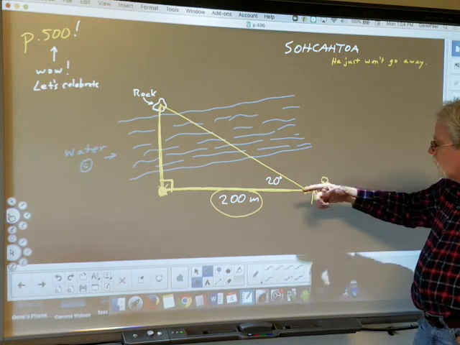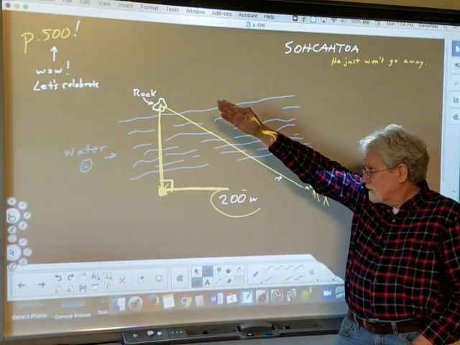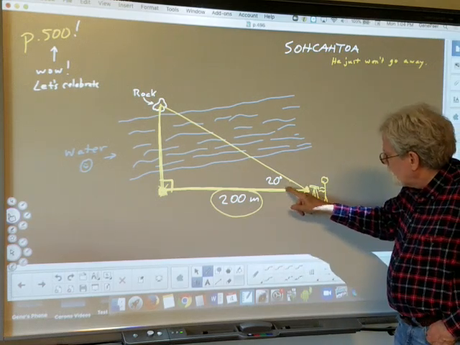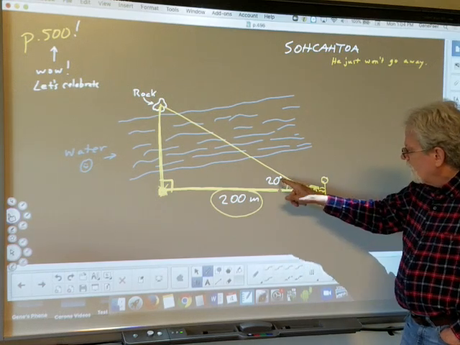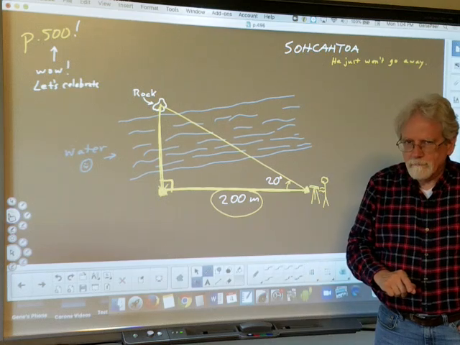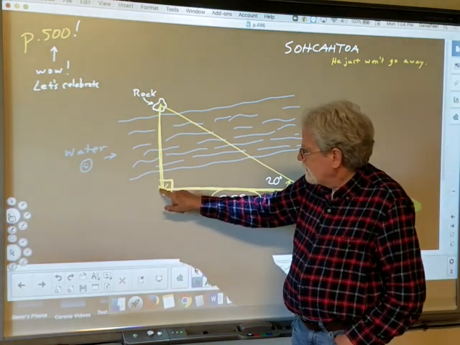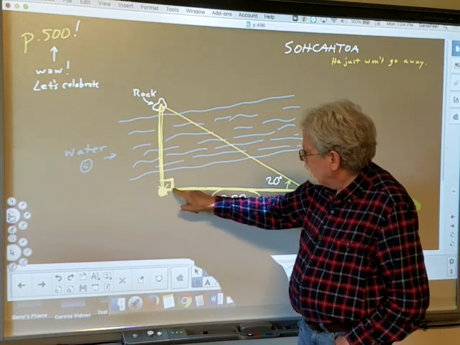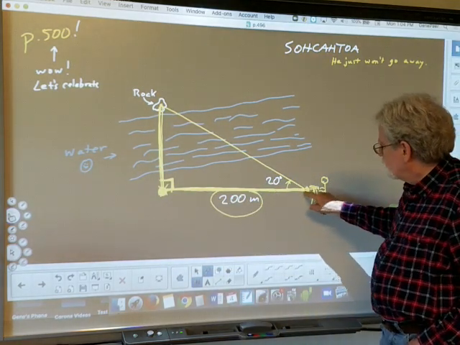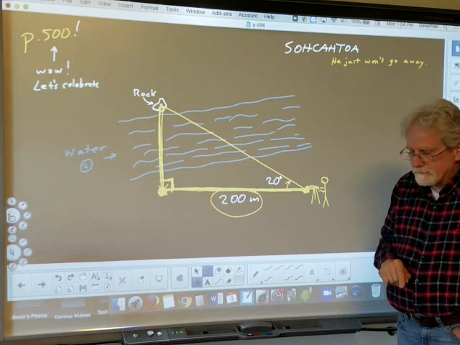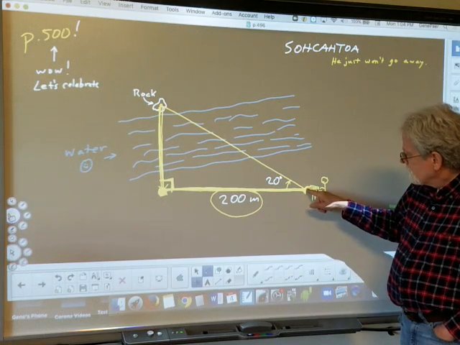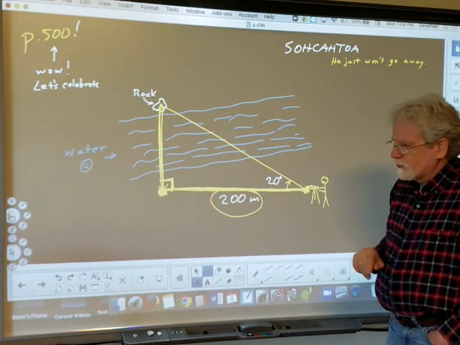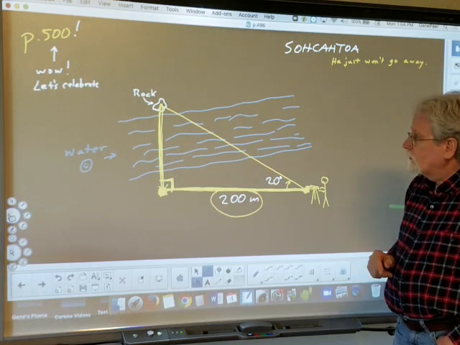Then I take my scope and I aim at the rock again, and my transit will tell me what this angle is. It's pretty cool. And I get an angle of 20 degrees. So I find a spot here, I sight to the rock, I turn through 90 degrees, sight down this way, measure 200 meters, mark the spot, set up my transit right here, aim at the rock, measure this angle, 20 degrees. Well, SOHCAHTOA says that's all I need now.